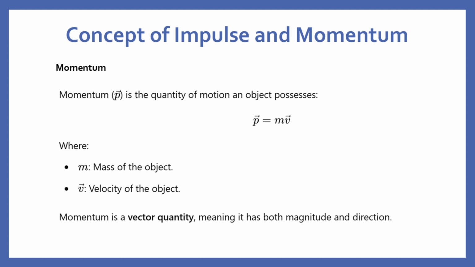Let's explore the concept of impulse and momentum. Momentum is the quantity of motion an object possesses. It's calculated by multiplying the mass of the object by its velocity. Since momentum is a vector quantity, it has both magnitude and direction. For instance, a moving car has momentum proportional to its mass and speed, and its direction corresponds to the direction of travel.